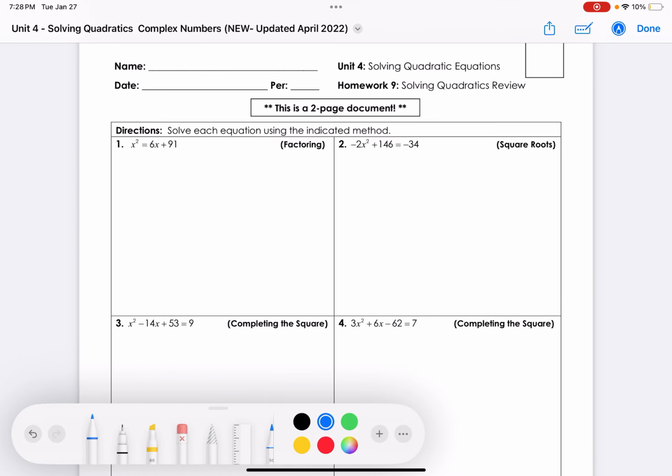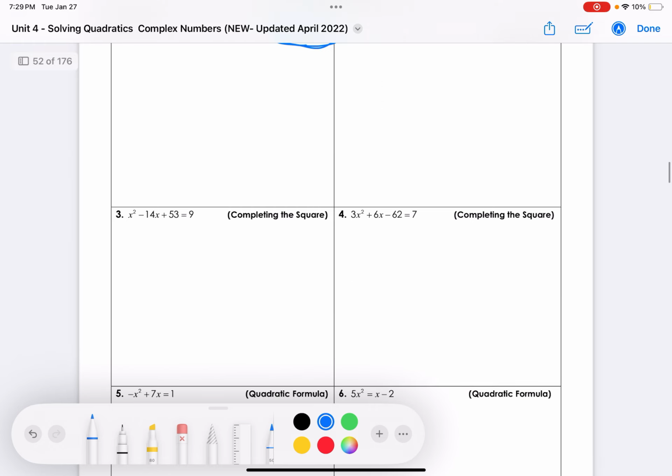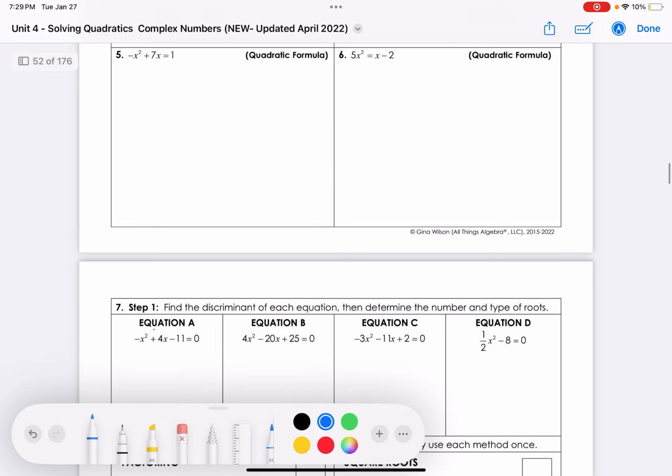So what we're going to do today is move on to homework 9, okay? So take that out. On the front, there are 6 problems on homework 9, and you're going to solve them using different methods. This is going to be a great review as we get close to your test, which will probably be next week when we have 2 real lessons left. So practice solving these different ways.